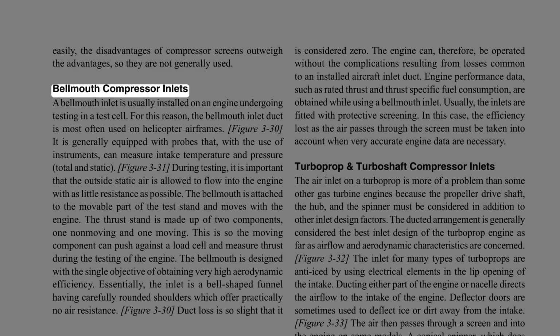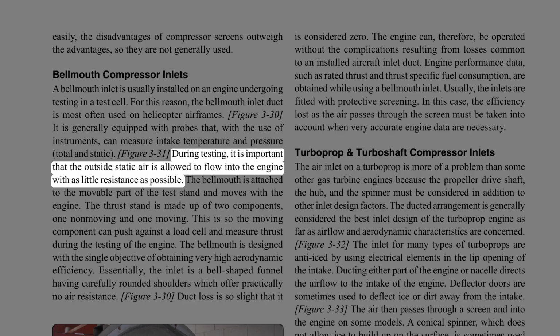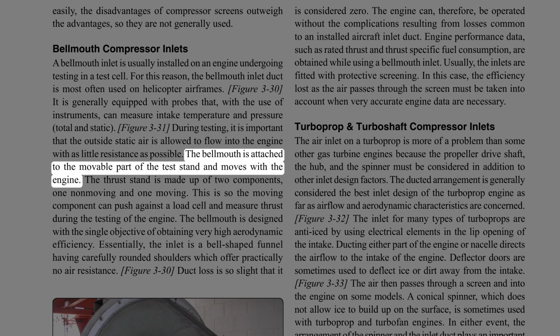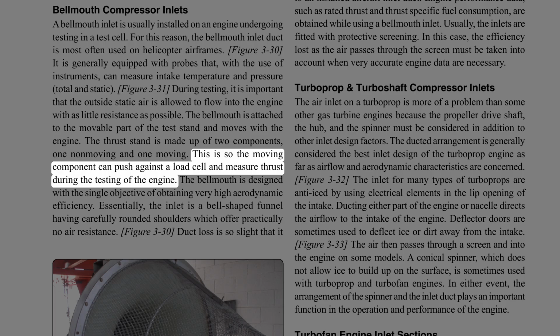Bellmouth compressor inlets. A Bellmouth inlet is usually installed on an engine undergoing testing in a test cell. For this reason, the Bellmouth inlet duct is most often used on helicopter airframes. It is generally equipped with probes that, with the use of instruments, can measure intake temperature and pressure, total and static. During testing, it is important that the outside static air is allowed to flow into the engine with as little resistance as possible. The Bellmouth is attached to the movable part of the test stand and moves with the engine. The thrust stand is made up of two components, one non-moving and one moving. This is so the moving component can push against a load cell and measure thrust during the testing of the engine.